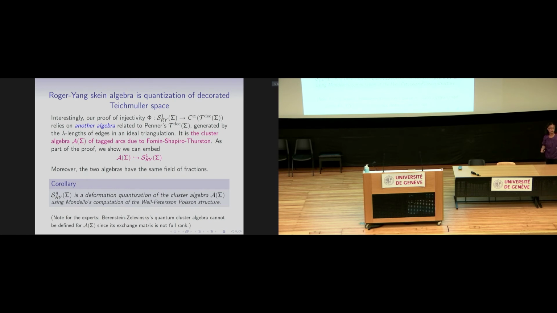They have this machinery where you do that. But you need this cluster algebra to have this property called having full rank. And in the case of punctured surfaces, it doesn't have full rank, and so they don't know how to quantize. And so what's really nice here is that this Roger-Yang, the Skein version, is able to quantize something that couldn't be done in the cluster algebra world.